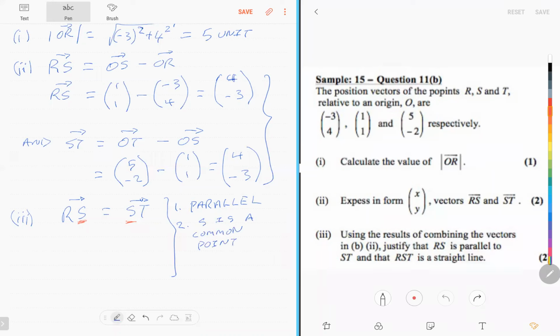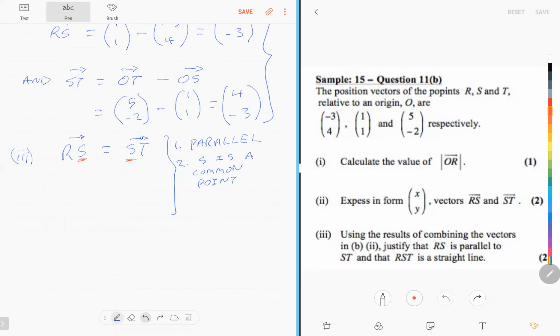And when you have parallel vectors with a common point, the points involved are collinear. So we can say, therefore, R, S, and T are collinear.